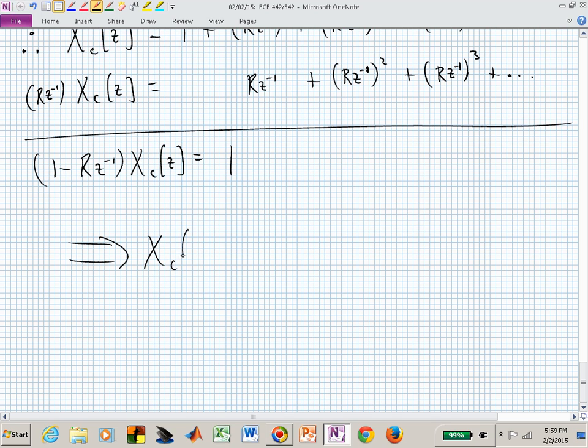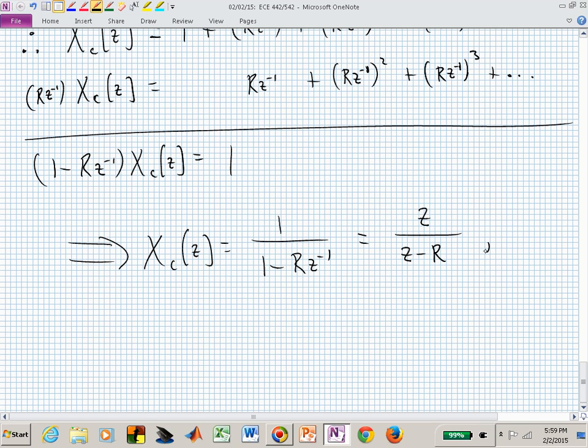This now says that if we solve for capital X sub c of z, we now have 1 over 1 minus r z to the minus 1. And if you don't like the way that having a z to the minus 1 variable makes you feel, we can convert that by multiplying top and bottom by z, or the whole thing by 1, and we now have z over z minus r.